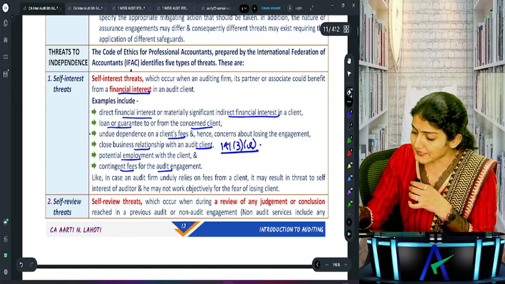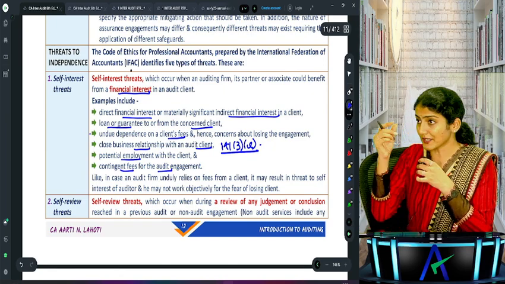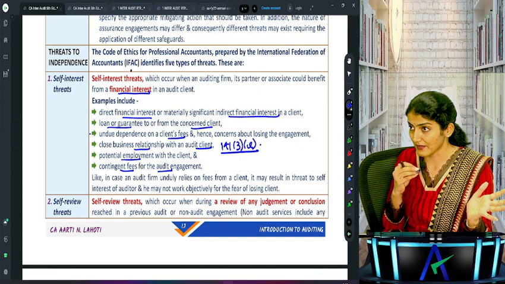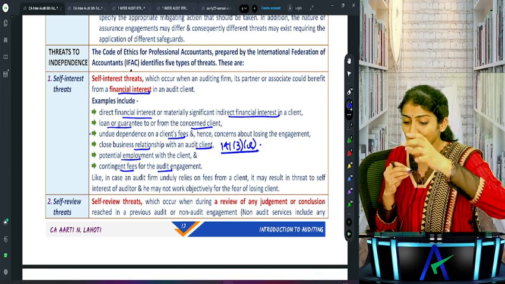Could this come as a retail question in your exams? You understand? Wholesale, retail. What is retail? Write short notes on self-interest threats. So you have to explain what a self-interest threat is and give the examples.